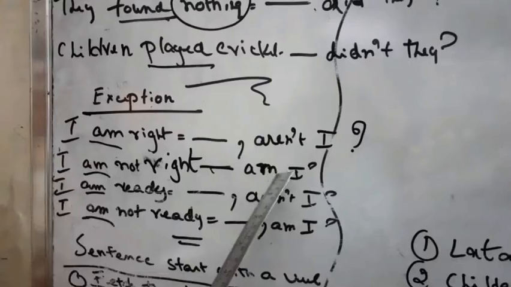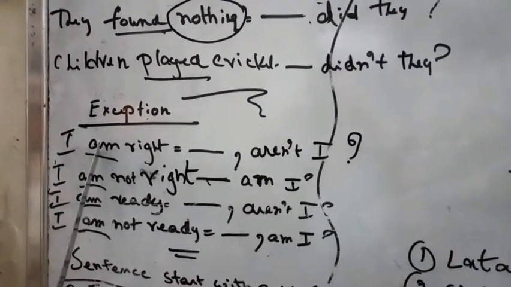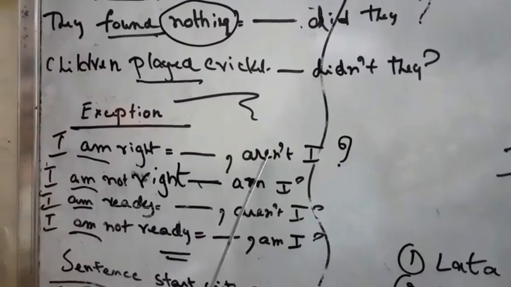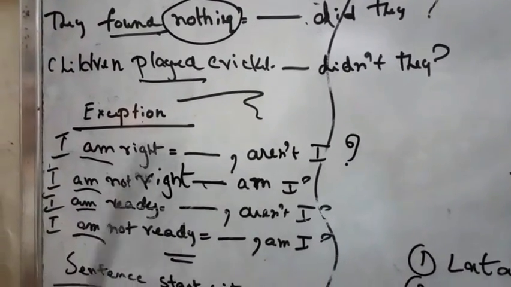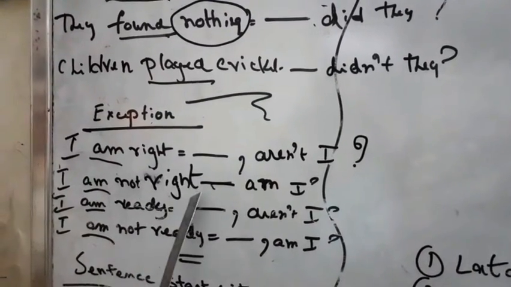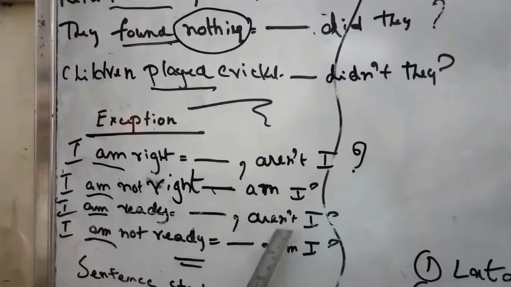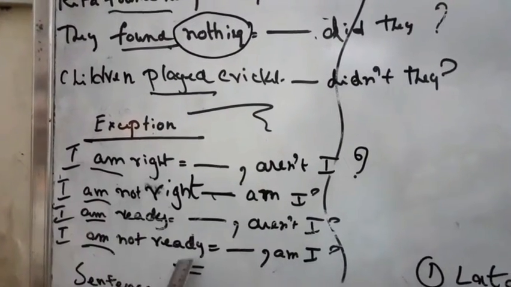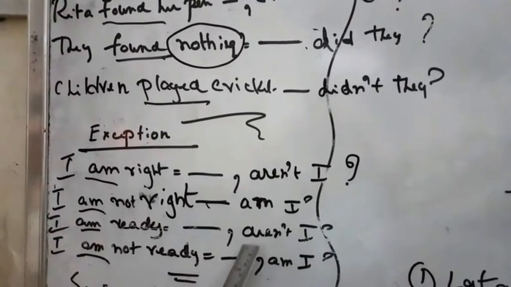Here you don't have to write aren't. If it is positive, you have to write aren't. And if it is negative, you have to write am. I am right, aren't I? I am not right, am I? Now, I am ready, aren't I? I am not ready, am I? Understand? This is the exception here.